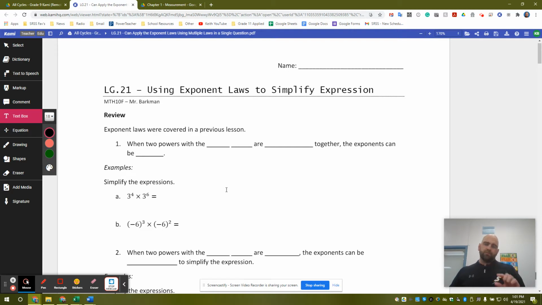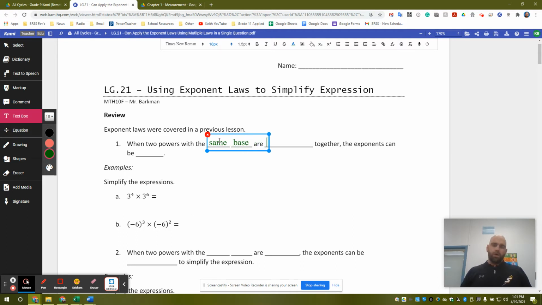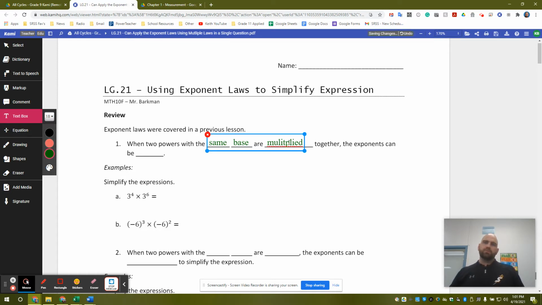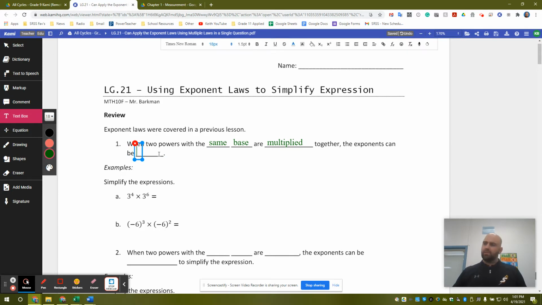So let's take a look at a little bit of review. We're going to look at 3 laws that are mostly review, and then one that is somewhat review, but a little bit new as well. The first one is that when 2 powers with the same base are multiplied together, the exponents can be added to create a simplified power.